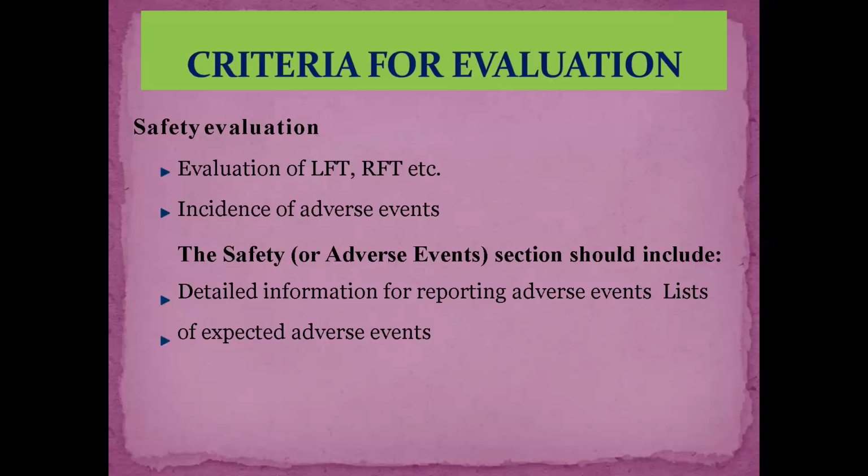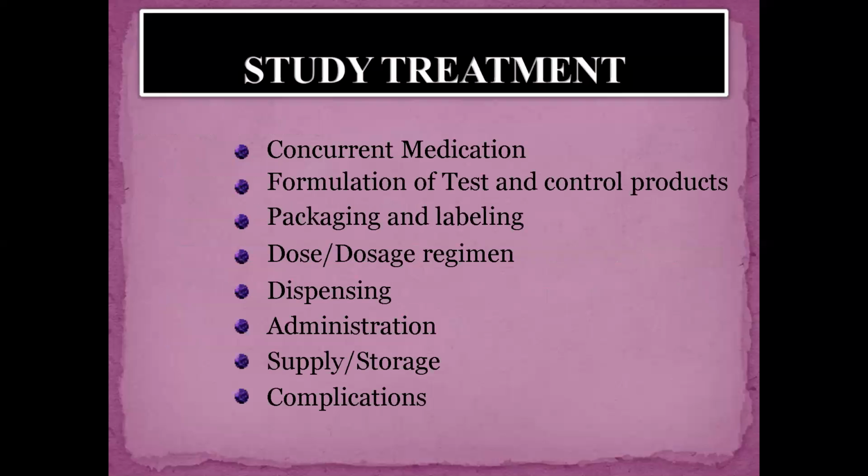And the safety section should also include a list of expected adverse events. Expected, in the sense that if it is already documented somewhere in the literature, that this drug will cause this event, then we call it expected. But if it is not mentioned that this drug will cause this side effect, then we call it unexpected. So this is the difference between expected adverse events and unexpected adverse events.